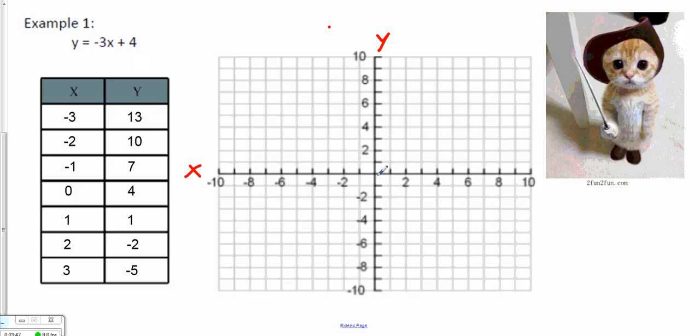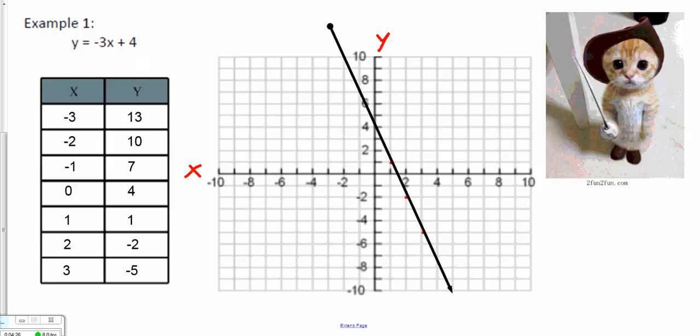-2 and 10, so we go -2 up to 10. -1 and 7, so -1 up to 7. 0 and 4, right here. 1 and 1, right here. 2 and -2. This one we're going in the positive x direction, but we're going down beneath this line because our y is negative. Last one we do 3 over, 5 down. Now we have all of our points, all of our dots. We just simply connect them with a line. Mine is going to be more of a ray, I guess.